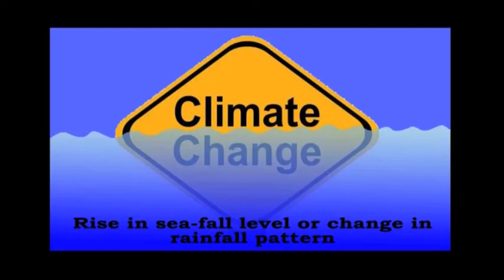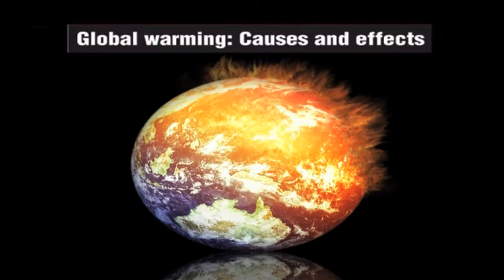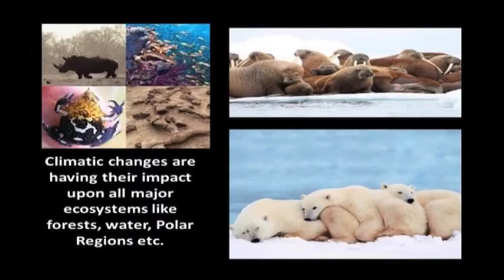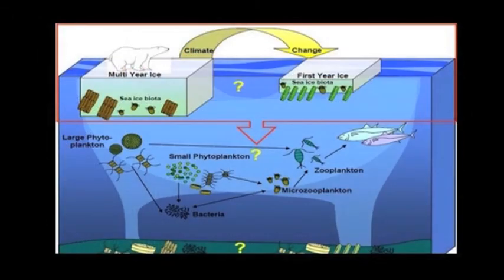There is also a chain reaction of other climatic changes like rise in sea level or change in rainfall pattern. Global warming may be considered one of the greatest causes of extinction of species, as most ecosystems will be struggling if there is a rise of the global temperature by 3 degrees Celsius. The climatic changes are having their impact upon all major ecosystems like forests, water, polar regions, etc., and are deeply influencing the inhabitant animals by affecting their food, drinking water, suitable climate, etc.